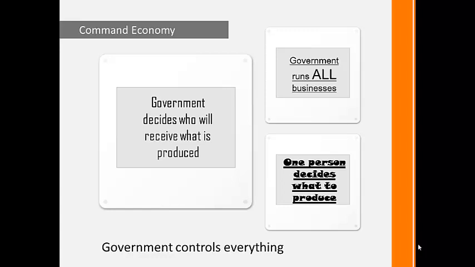Sometimes the government tells people where they will work and how much they will get paid. The government decides who will receive what is produced. The idea is that all people are equal and offered the same opportunities. The government provides grants for housing and food, medical care, education, and jobs.